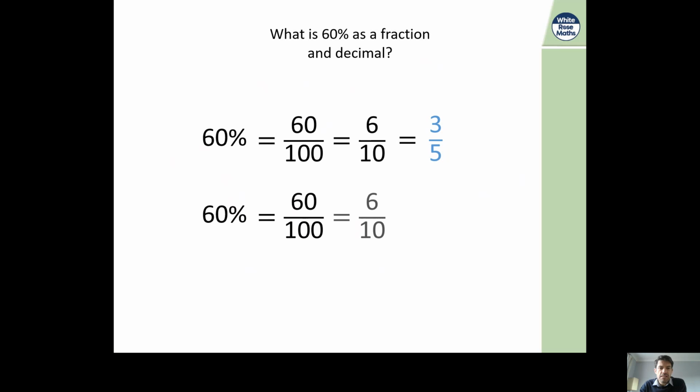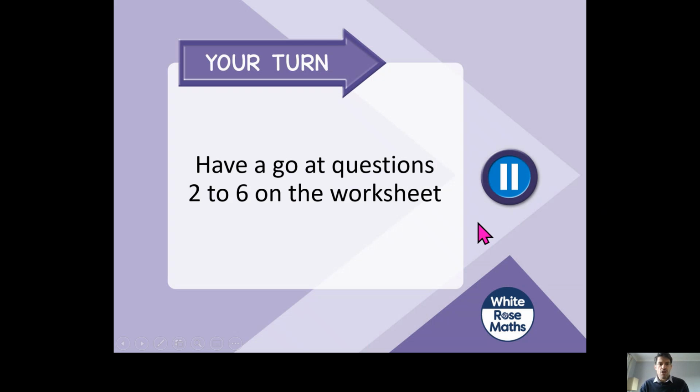And then 60%, 60 out of 100 is 0.6. You can either do 6 divided by 10, 0.6, or 60 divided by 100. Either way, you should be all right with that, hopefully.